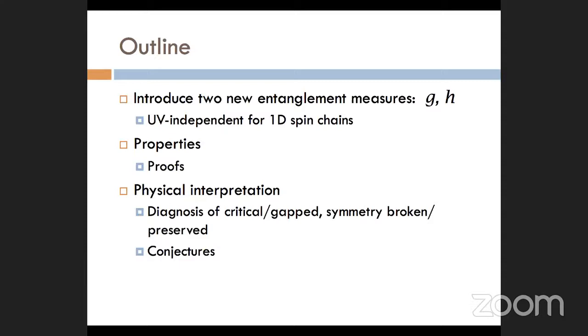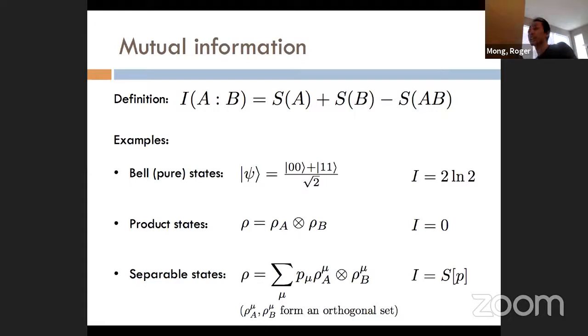All right, so first I'm going to define the idea of mutual information. For two subsystems A and B, it's basically defined as follows: S_A plus S_B minus S_AB. It turns out this quantity is always non-negative. And just for a number of examples, if you look at, say, a Bell state, which is pure on AB, and this is an example of a Bell state right here, the mutual information will give you, in this case, 2 log 2, and it basically tells you that A, I guess I should label this as A and this is B, are correlated.